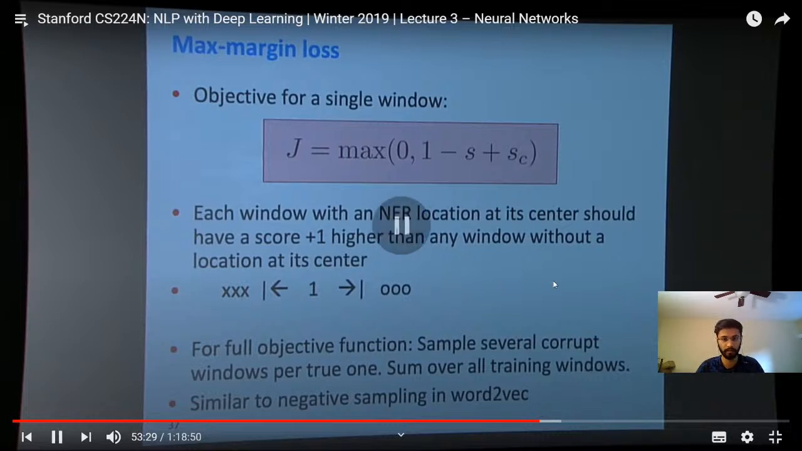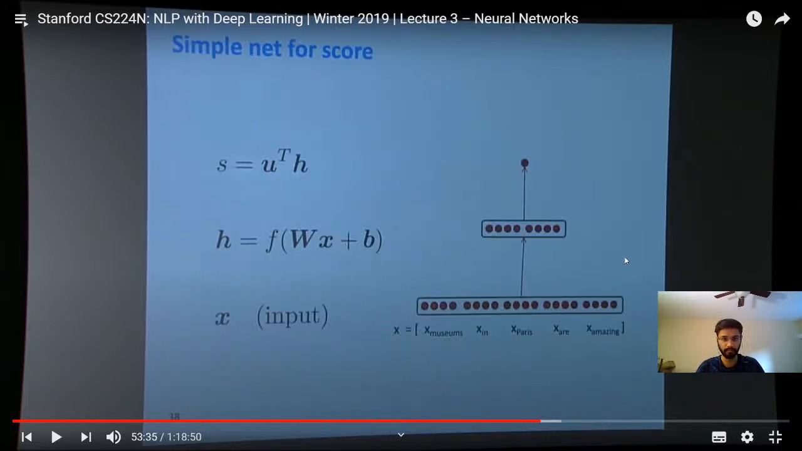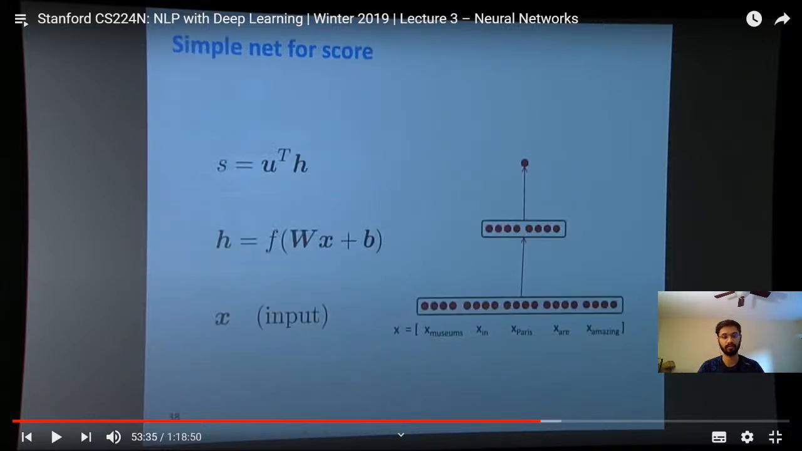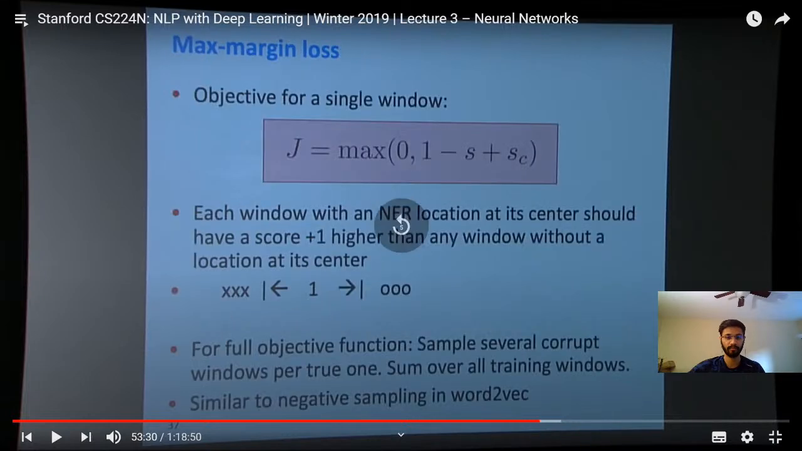Okay. But simple net for a score. Input. I don't know what h is, or it's just a notation. Was there a slide in between?